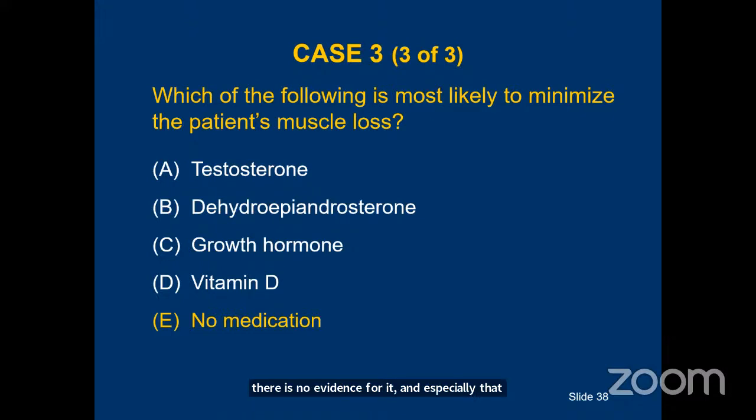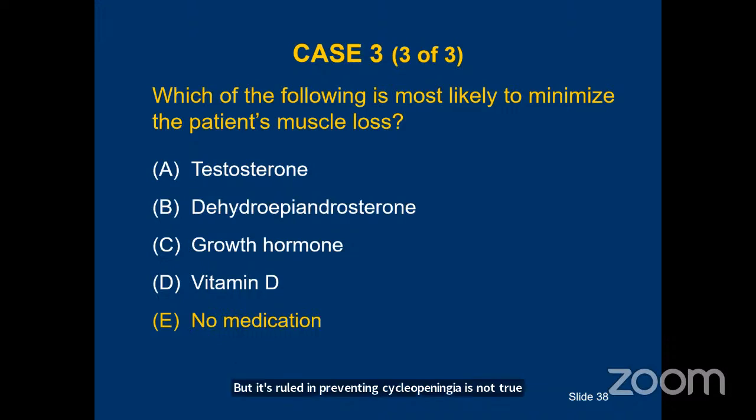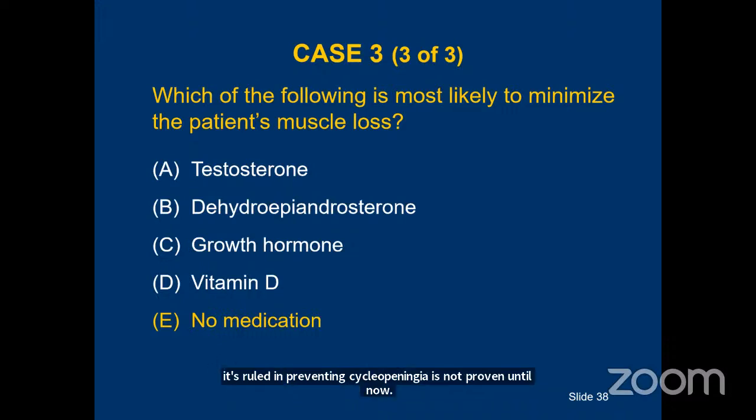We're talking about elderly patients, so there's an increased risk of adverse effects. Even vitamin D supplements are associated with fewer falls in frail older adults with vitamin D insufficiency specifically, but its role in preventing sarcopenia is not proven until now. It's not known. So for now, it's no medication.